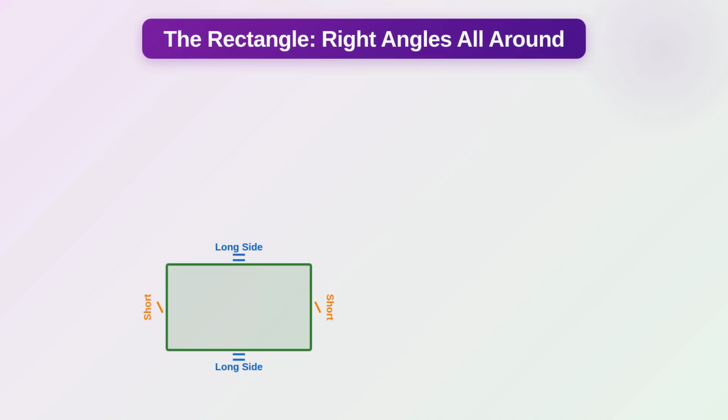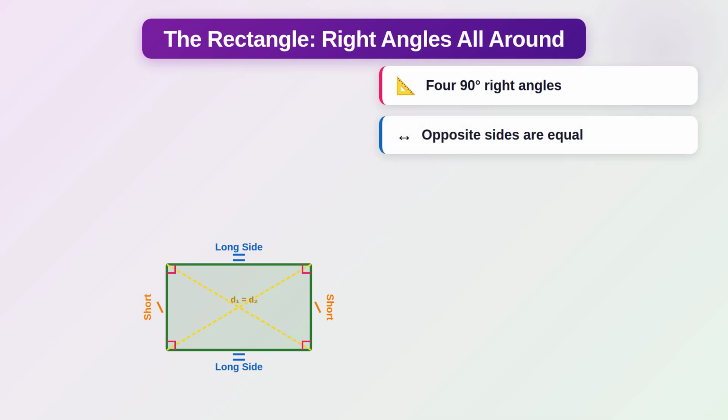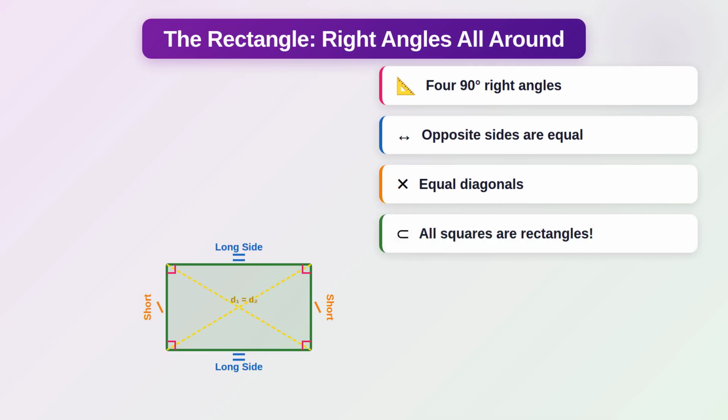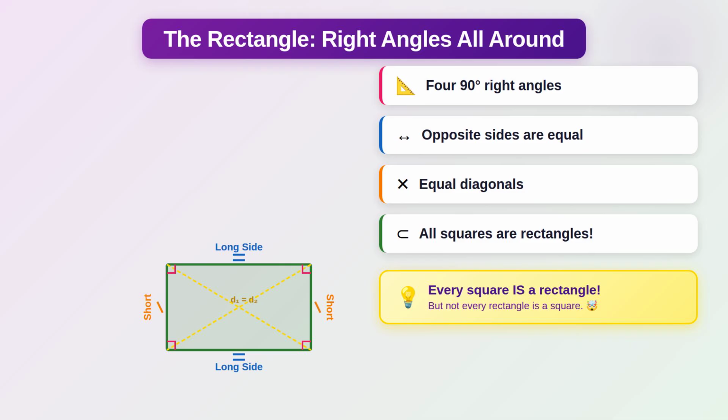Next up on Maya's worksheet, the rectangle. Think of it as the square's chill cousin. A rectangle still has 4 perfect 90-degree angles, just like the square, but here's the difference. Only the opposite sides are equal. The long sides match each other, and the short sides match each other, but the long and short sides don't have to be the same. Rectangles also have equal diagonals, just like squares. Maya notices something. Every square is a rectangle, but not every rectangle is a square. Mind blown!